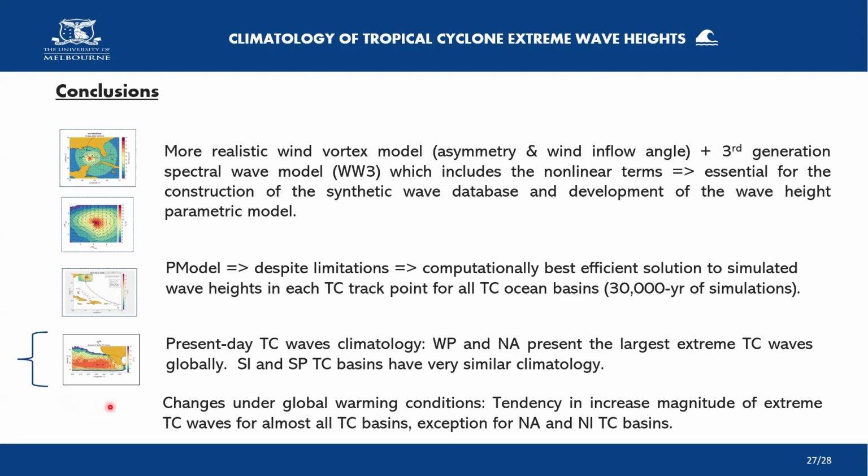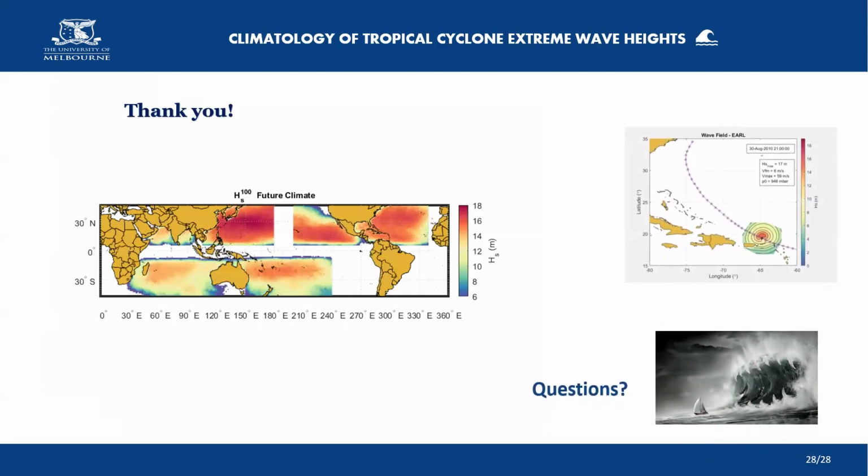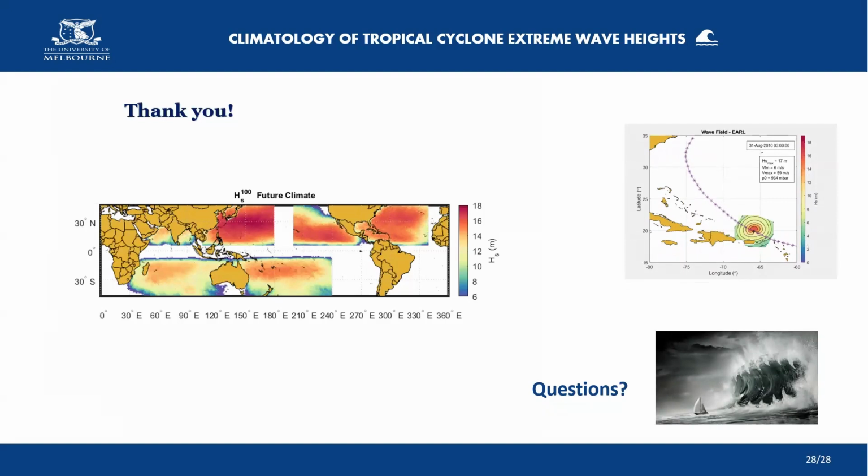Related to changes under global warming conditions, we can see a tendency of increasing magnitude of the extreme waves for almost all tropical cyclone basins, with exception for North Atlantic and North Indian tropical cyclone ocean basins. Thank you for listening, and I'm open for questions.